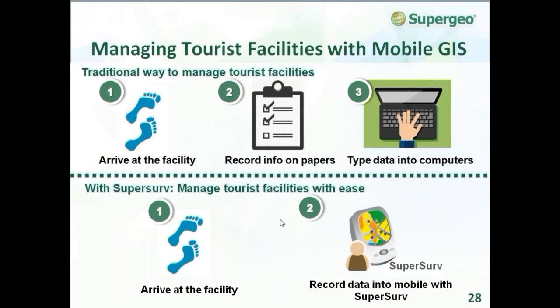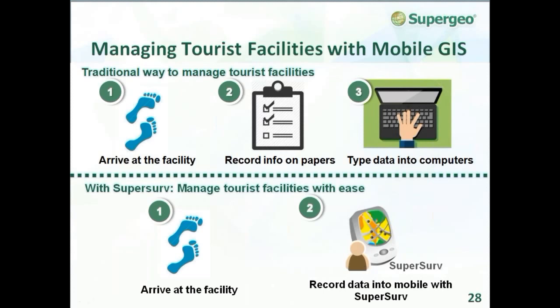However, technology has gradually changed our daily life. Now, through our mobile device and a suitable app, we can do many things and save much more time than before. With mobile GIS like SuperSurv, we can design a new workflow for saving time. Staff still have to arrive at the facility and check its status, and then they can record the information into SuperSurv. After they check all of the facilities, they finish their job.